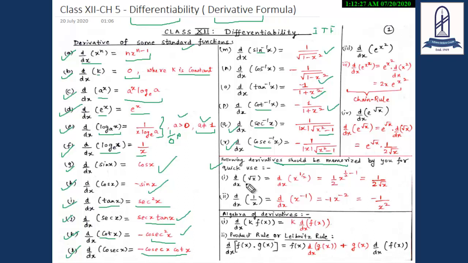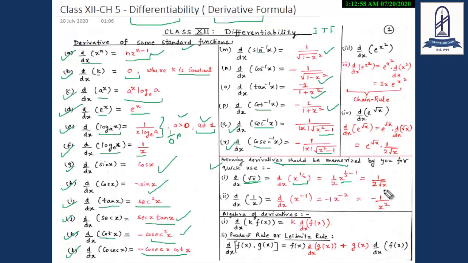So our first derivative is d by dx of square root of x. So students, here square root of x means x to the power 1 by 2. And we know that d by dx of x to the power n is n x to the power n minus 1. Therefore, here d by dx of x to the power 1 by 2 is 1 by 2 x to the power 1 by 2 minus 1. So from here we get 1 by 2 x to the power minus 1 by 2, and this is equal to 1 upon 2 x to the power 1 by 2.